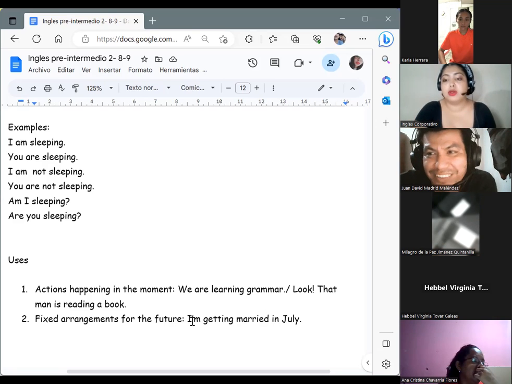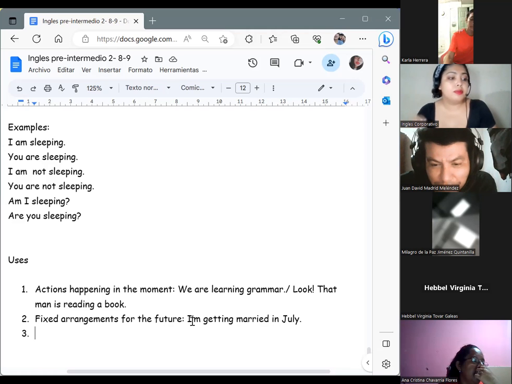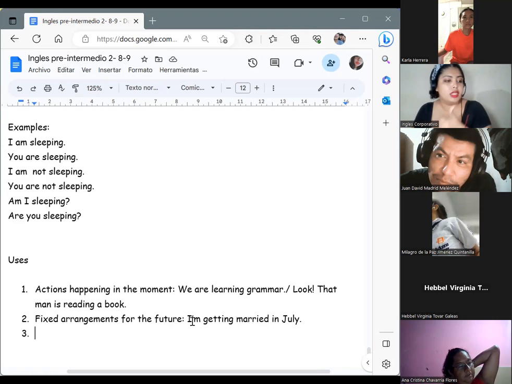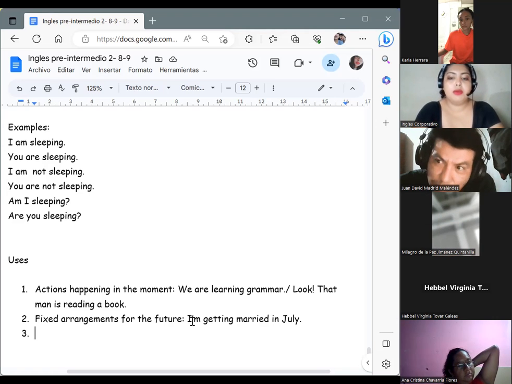So in that case, we're not going to talk about them and we are going just to talk about the action that I am performing in that moment. Number three. To complain or emphasize continuous behavior. I mean, we have two different things. Then number one is temporary events. That is the number three. Temporary events.